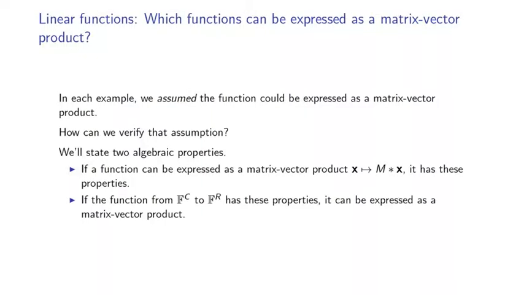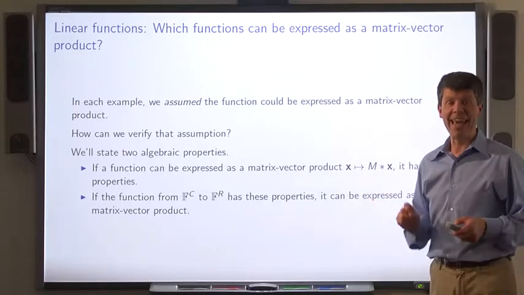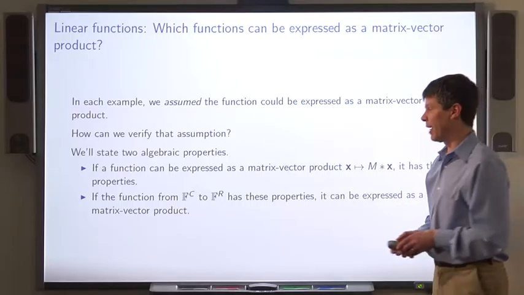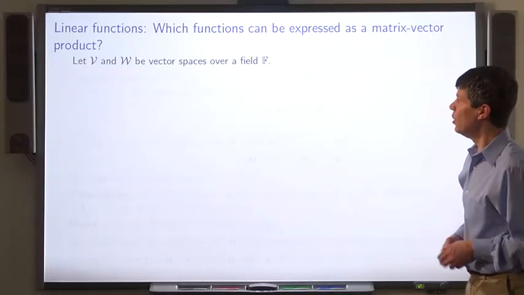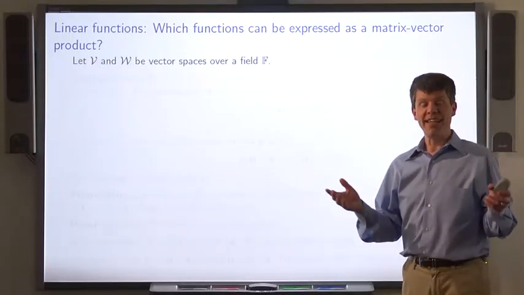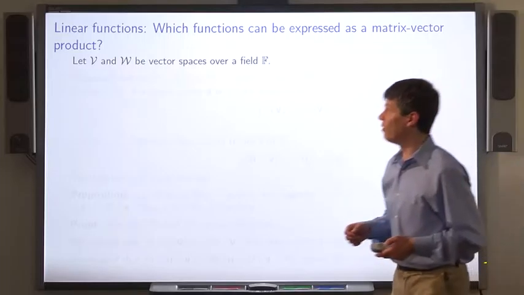We'll state two algebraic properties. If a function can be expressed as a matrix vector product, then it has those properties. If a function from F^C to F^R has those properties, then it can be expressed as matrix vector multiplication. We're going to state it in somewhat more general terms, however.